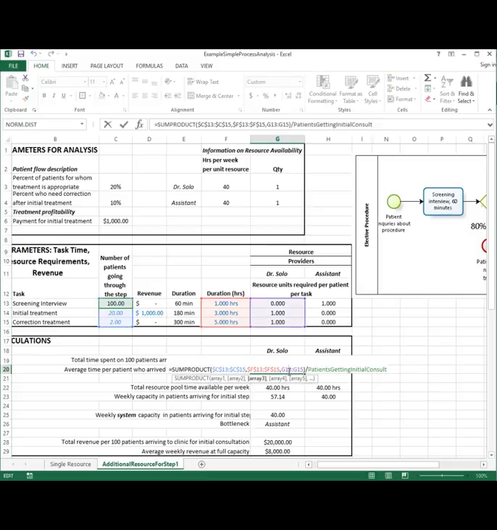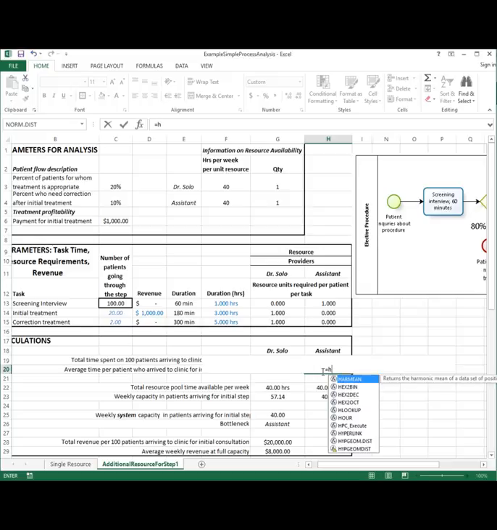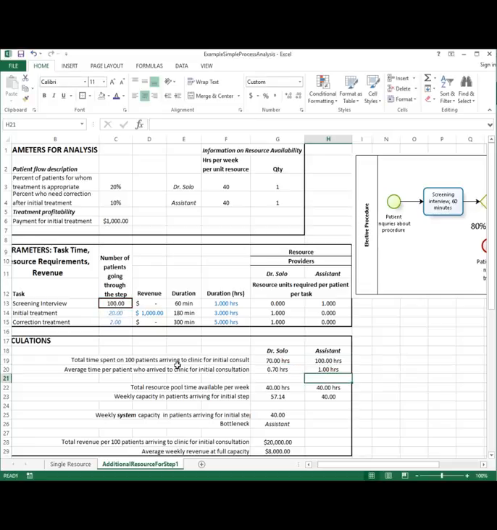Average time will be the time that's now in G19, divided by the number of patients that arrive, and the same formula here, the value in H19 divided by the number of patients arriving for the initial consult. The total time that I have available for Dr. Solo is 40 hours per week times 1 Dr. Solo, and the same for the assistant, 40 hours per week times 1 assistant. And then, what is my weekly capacity in patients arriving for the initial step?